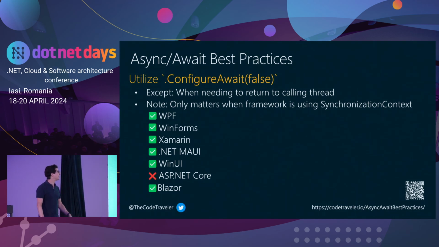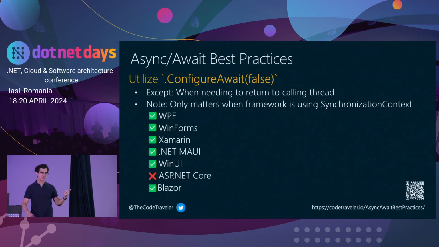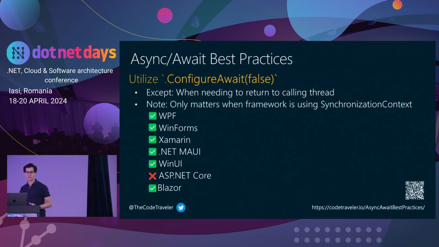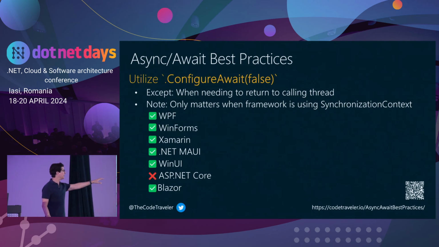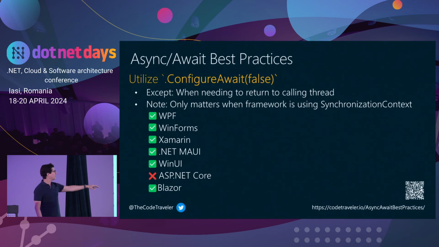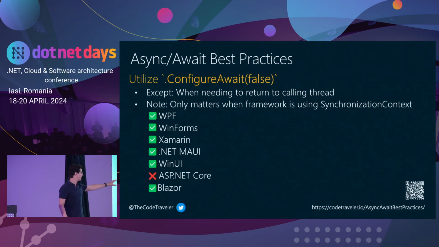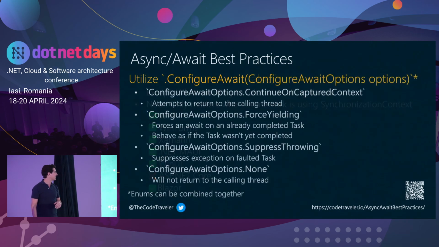And in just about every .NET framework, Blazor, .NET MAUI, Xamarin, WinForms, WPF, a synchronization context exists. And the synchronization context is essentially what allows you to return to the calling thread. It's essentially what facilitates that. But in ASP.NET Core, there is no synchronization context. So in ASP.NET Core, configure await false is basically the same thing as configure await true. So little fun fact for you there.